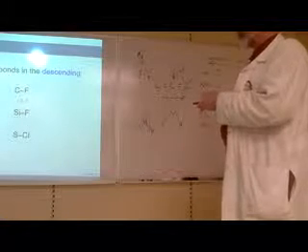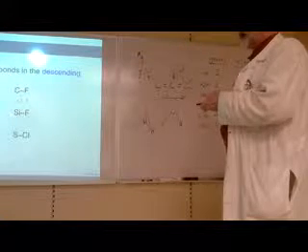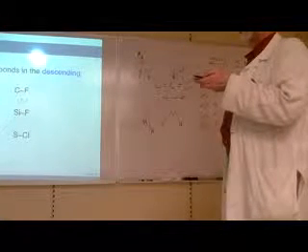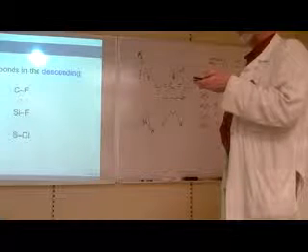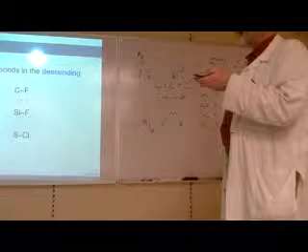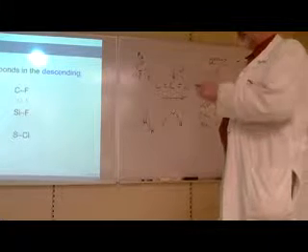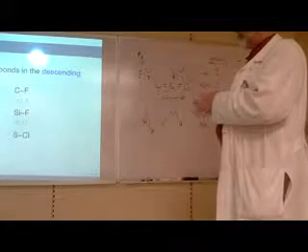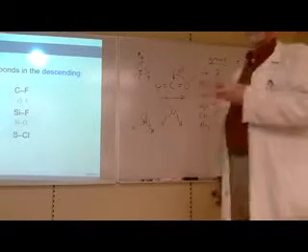So this one should be the least polar. How about silicon and fluorine? Well, silicon is below and to the left. So we should have silicon, carbon, nitrogen. Silicon, carbon, nitrogen should be the order.